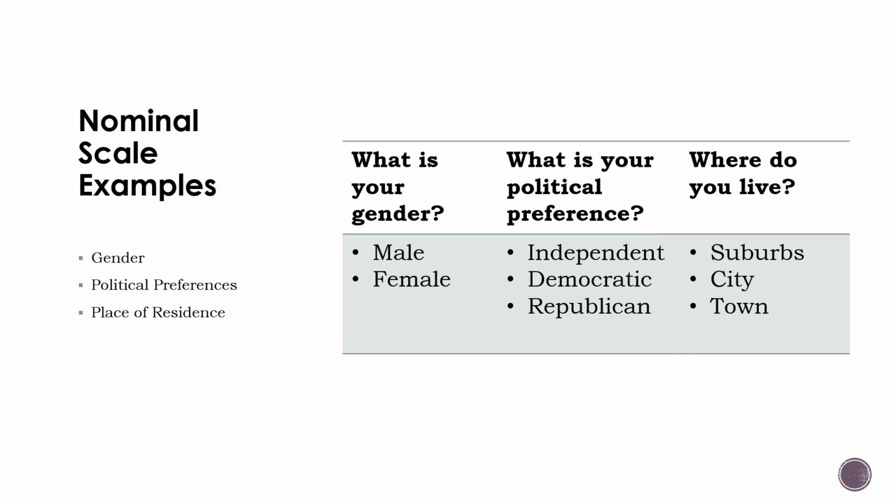Nominal scale examples. For gender, what is your gender, male or female? Political preferences, it may be independent, democratic, or republican. Place of residence, it may be suburbs, city, or town. There's no specific order in the degree of the responses.